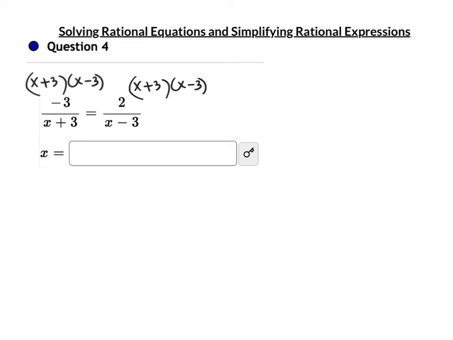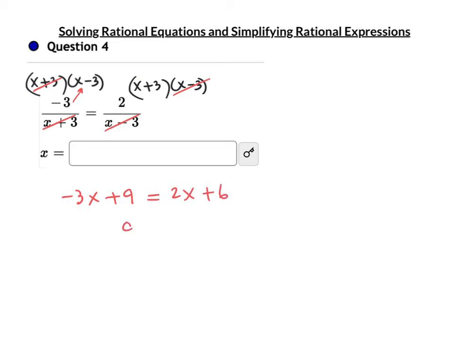Multiply both sides by that. We can cancel the x minus 3's on this side and the x plus 3's on this side. Distribute negative 3 through the parentheses. Negative 3x plus 9. Distribute 2 through the parentheses. It's equal to 2x plus 6.